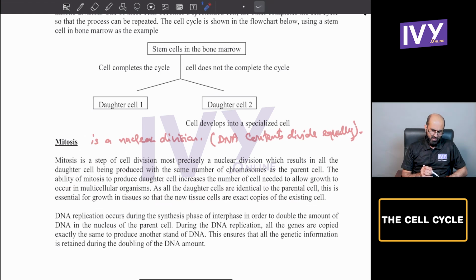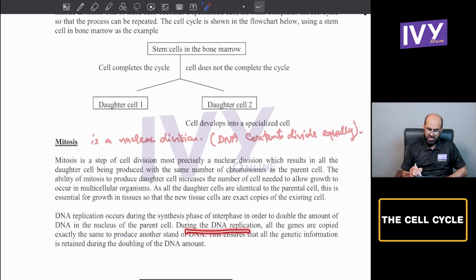Now, before mitosis, there should be interphase. Initially, the DNA should be doubled. DNA replication occurs during the synthesis phase of interphase. I told you that in interphase, there are three steps: G1, G2, and S phase. S is for synthesis. So the doubling of DNA takes place in the synthesis phase or S phase. Then what's going on in the G1 phase and G2 phase? I'll tell you what's going on in G1 and G2. But the DNA doubling should take place in the S phase in order to double the amount of DNA in the nucleus of the parent cell.